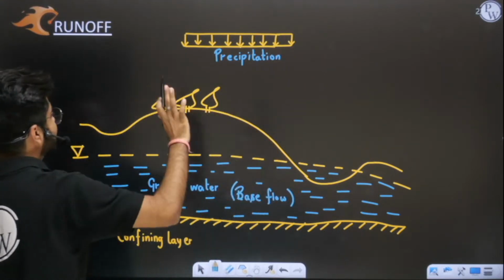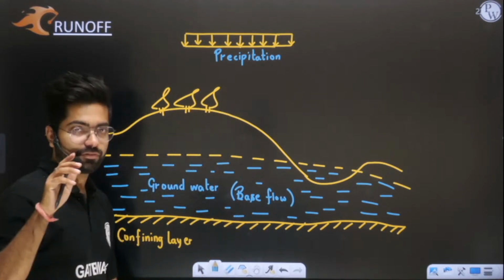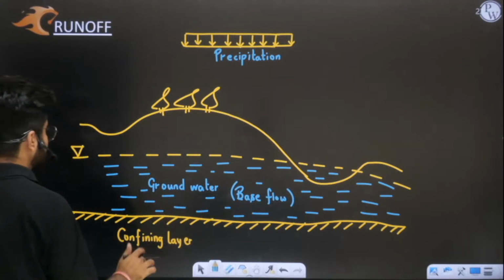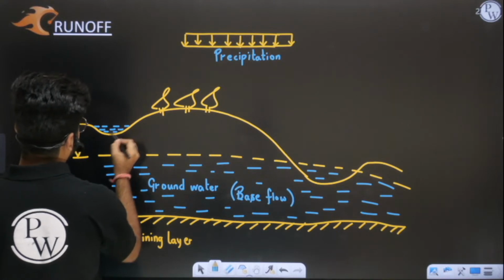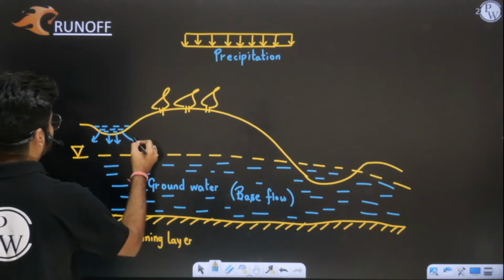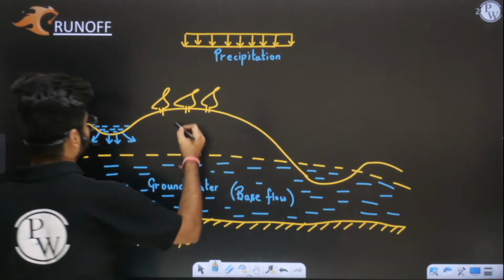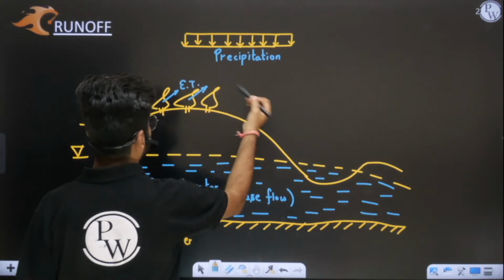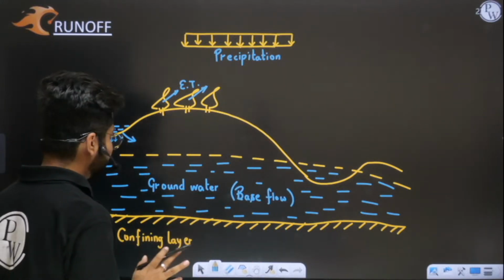We are interested in finding the runoff now. Listen very carefully. When precipitation happens, some portion will be filled in these depressions, and this water will slowly and steadily infiltrate. Some water will go in the form of evapotranspiration. We already discussed transpiration and evaporation, but we are not interested in that part. But you need to understand one thing.